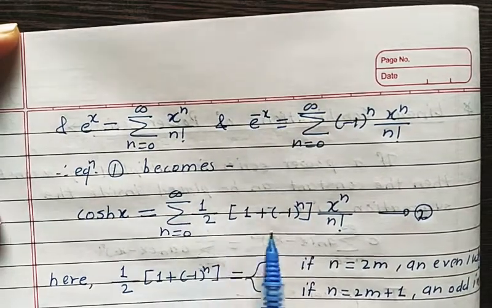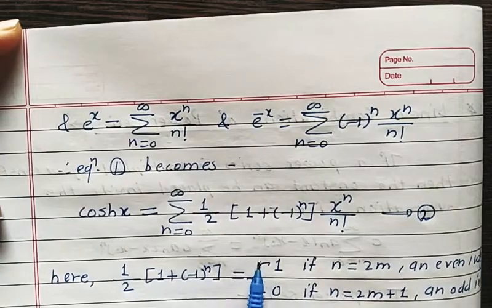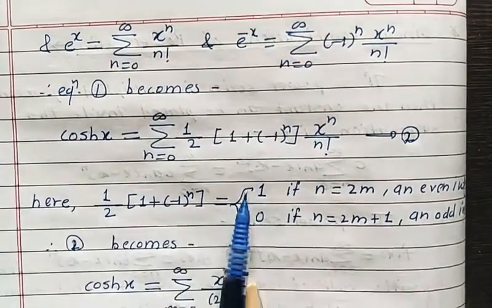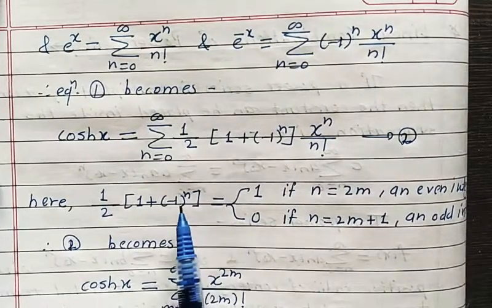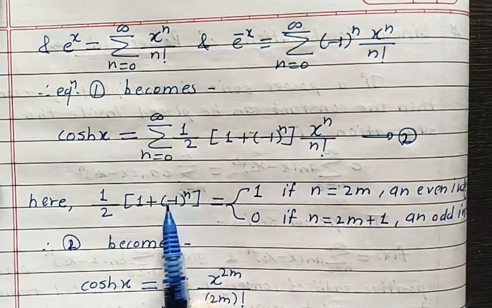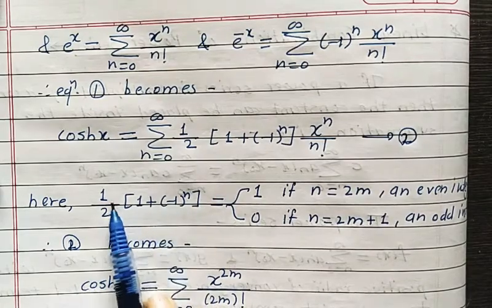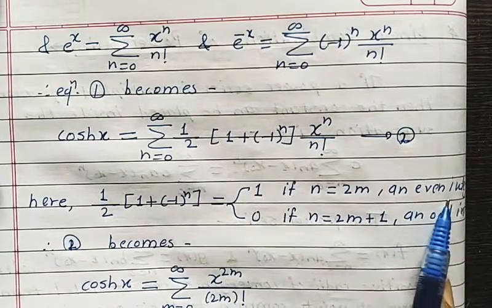Now what about this value? Here 1/2 (1 plus (minus 1) raised to n) has two values, either 1 or 0. So how do we decide what it will be? If n is an even integer, it will be plus 1, so 1 plus 1 is 2, and 2 upon 2 will be 1. That is, if n is equal to 2m, an even integer.